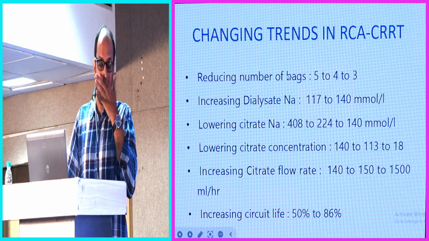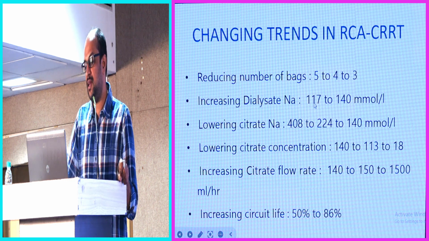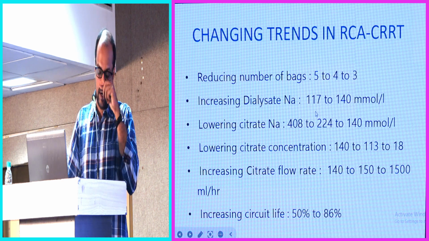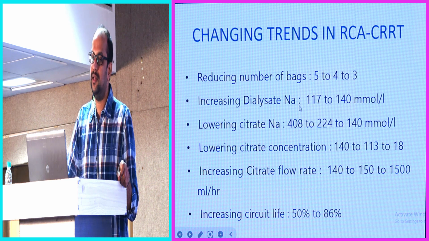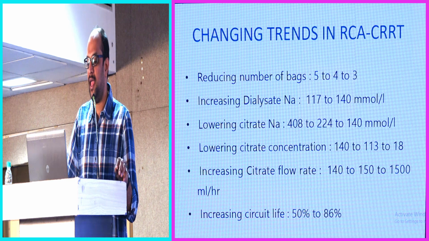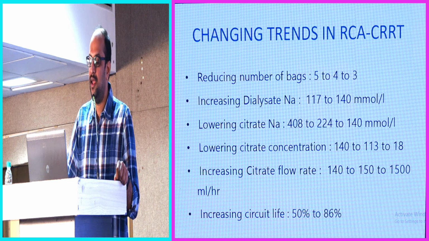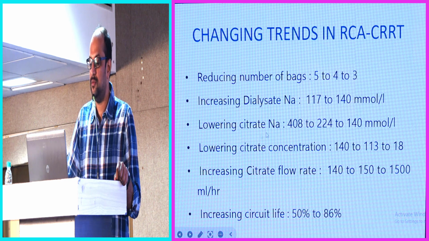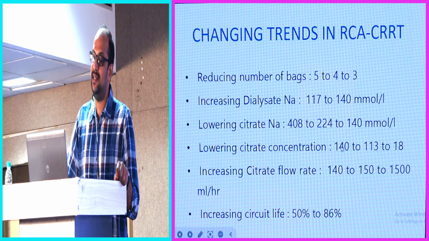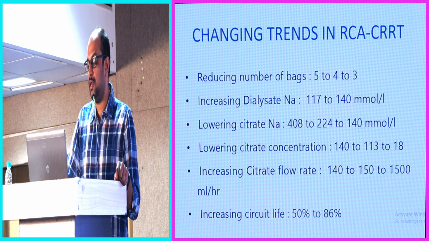So we have moved from 5 bags to 3 bags, and previously there was a chance of developing hyponatremia because the dialysate sodium in the initial bags was only 117. Now we have moved to 140, so that we maintain appropriate sodium for the patients. And for the sodium citrate load, initially it was 408, and by decreasing the citrate level we can achieve 140 millimoles per liter of sodium citrate. And citrate concentration, 3 decades ago it was 140, and we moved to 18. So why is this important?